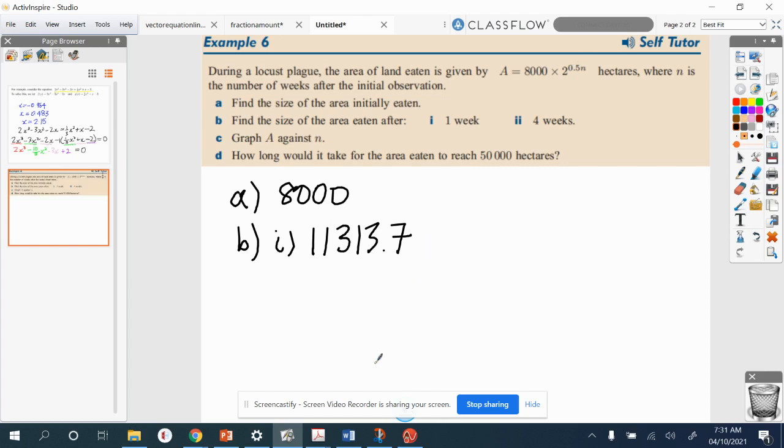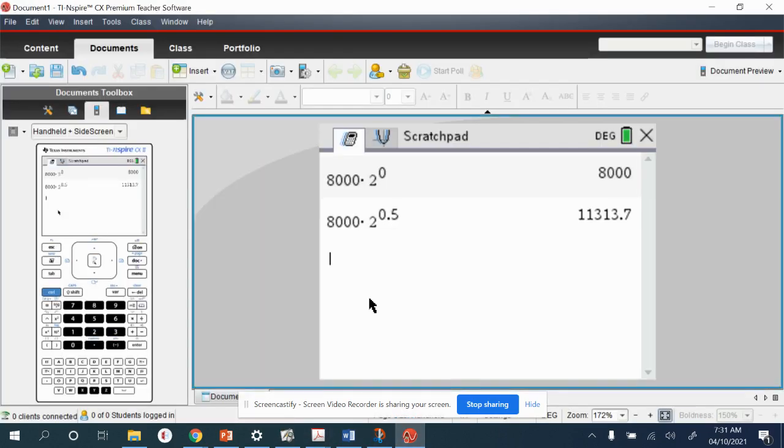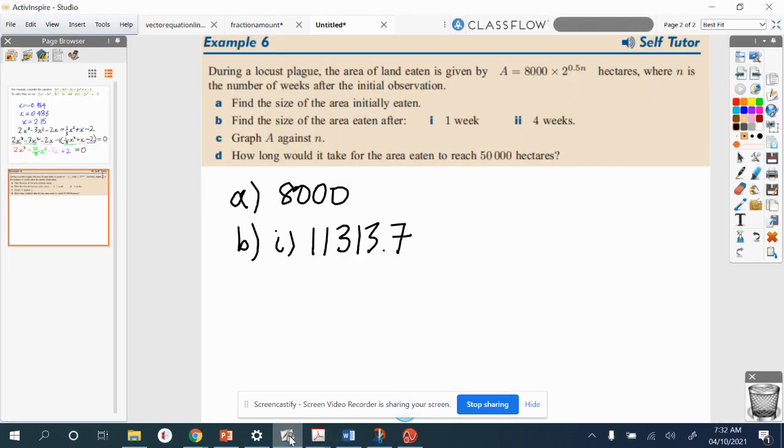Now we're going to do after 4 weeks. So n is now going to be 4. So 0.5 times 4, just for the power here, so half of 4, in other words, that would be 2. So we're going to type in 8,000 times 2 to the power of 2, which is 32,000. So let's write that answer down.